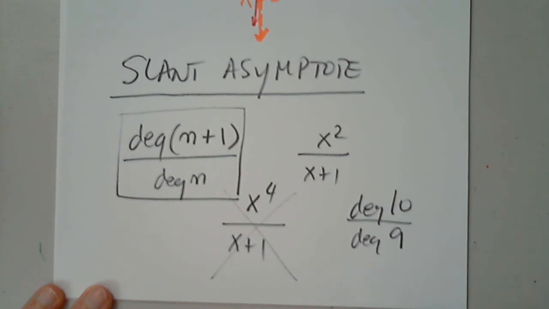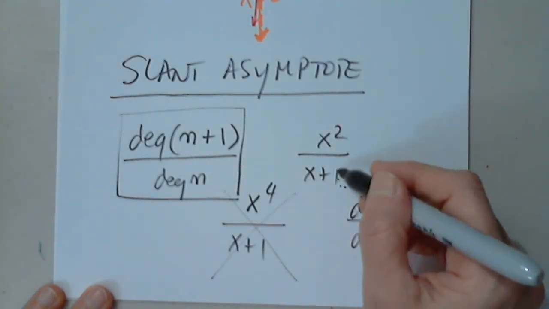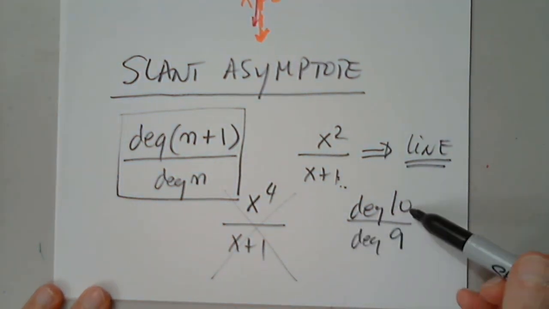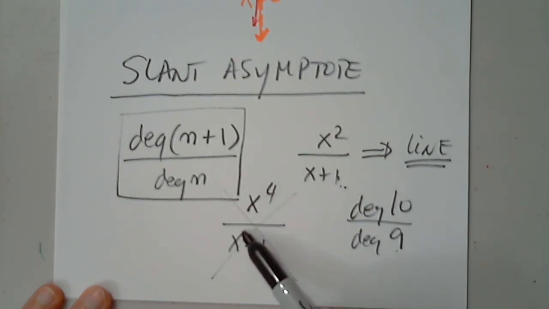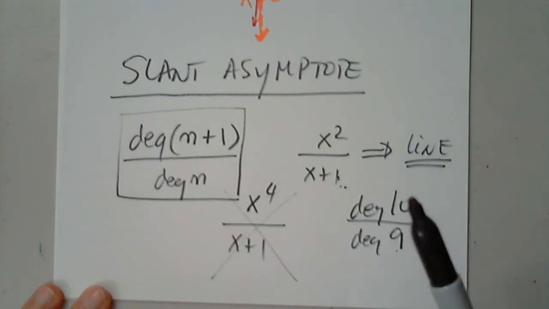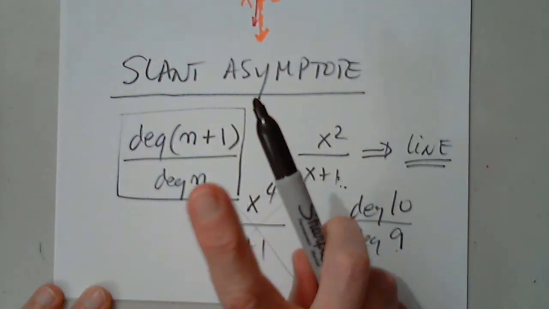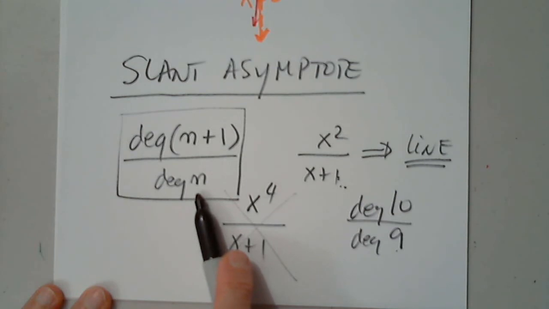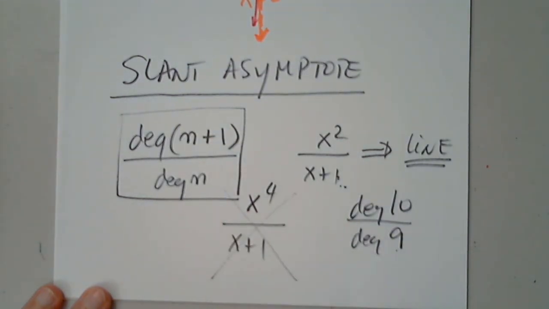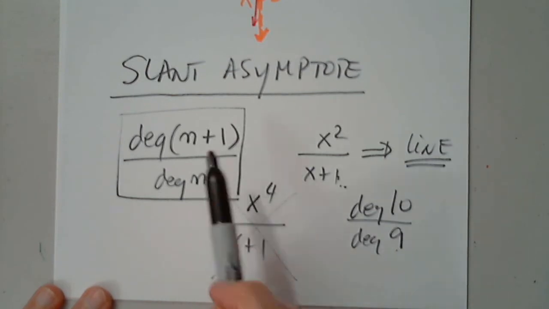See what happens here. When I divide these two, I get a line. When I divide degree 10 by degree 9, I would get a line. But when I divide degree 4 by degree 1, I will get degree 3. I will not get degree 1. So the numerator has to have 1 more than the denominator when it comes to the degree. 4, 1 doesn't work. So the numerator, 1 more degree than the denominator.